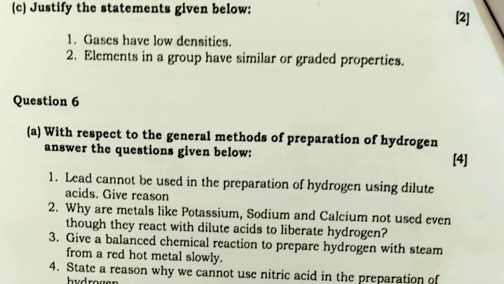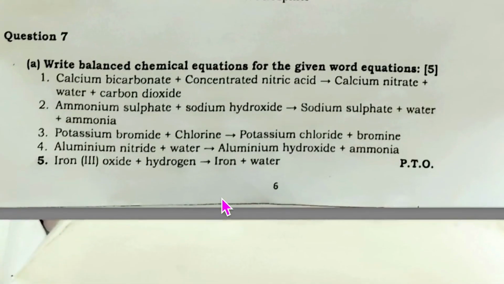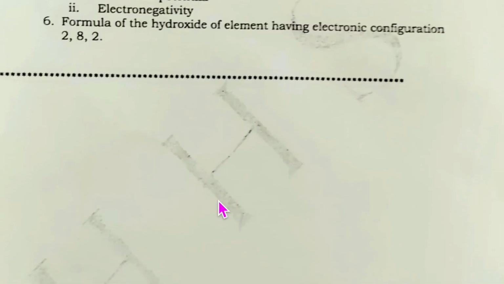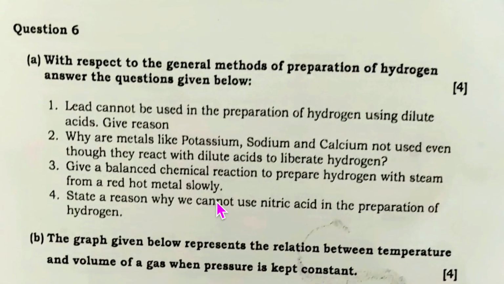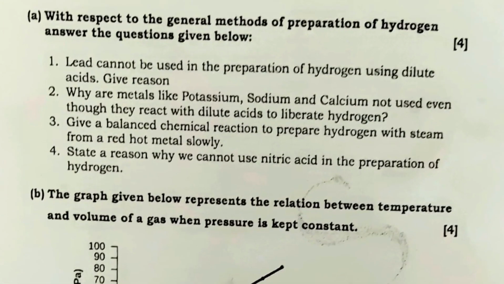Okay. How many questions are remaining still? 6, 7, 8, 9. No. Okay. Go. Like how you say for the sports day, pull. Correct? So question number 6A. With respect to general method of preparation of hydrogen, and so on. Okay. What is the first one?